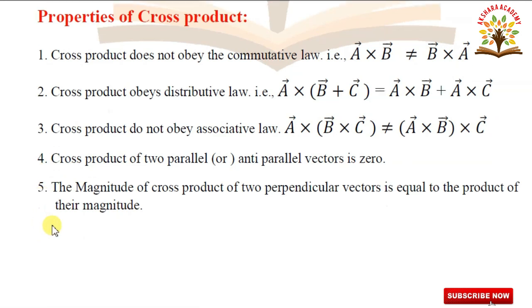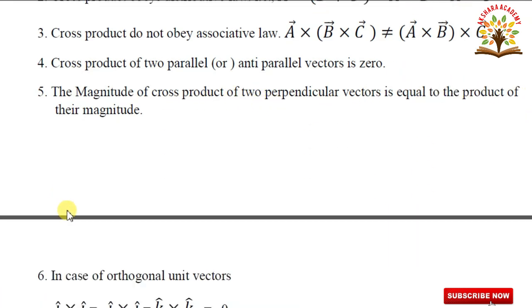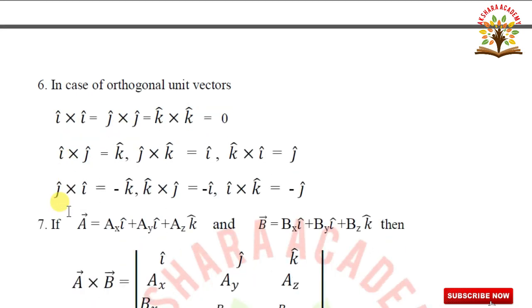The fourth one is cross product of two parallel or anti-parallel vectors is 0. The fifth one is the magnitude of cross product of two perpendicular vectors is equal to the product of their magnitudes. The sixth one is in the case of orthogonal unit vectors, i bar cross i bar is equal to j bar cross j bar is equal to k bar cross k bar is equal to 0.